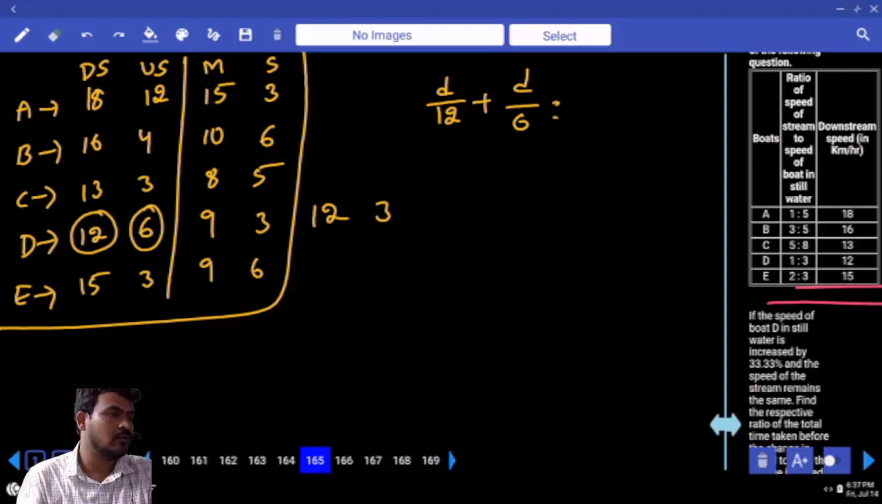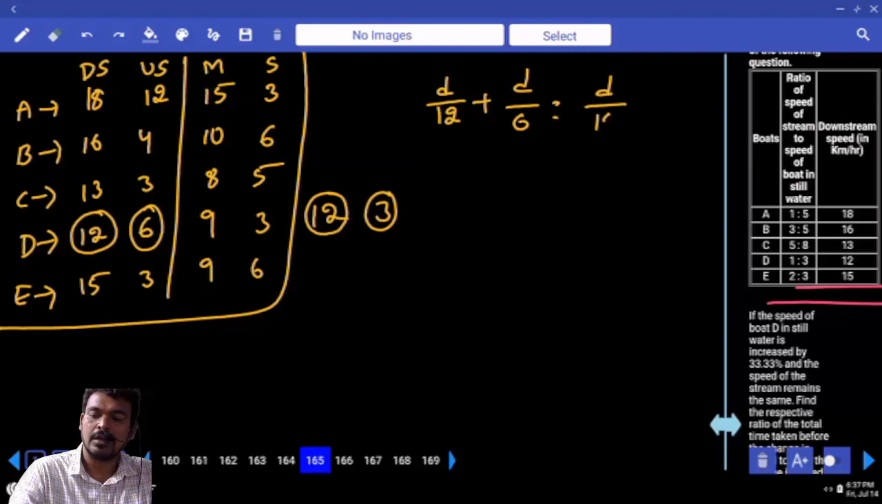It is compared to which one? What is the new boat speed? 12. What is the stream speed? 3. What is the downstream speed? 15. D by 15 plus D by 9. What is the left hand side? Time taken before the change in speed. What is the right hand side? After changing the speed. What is the LCM?